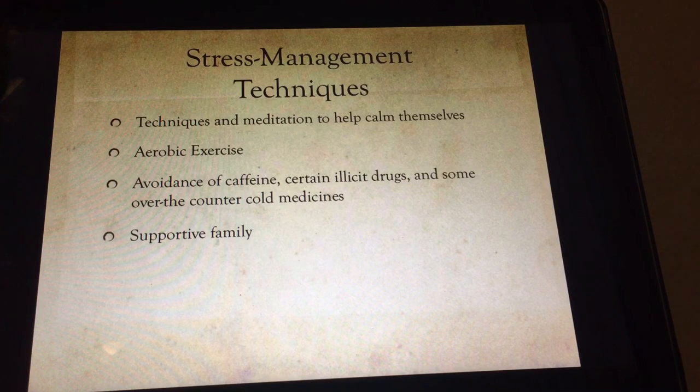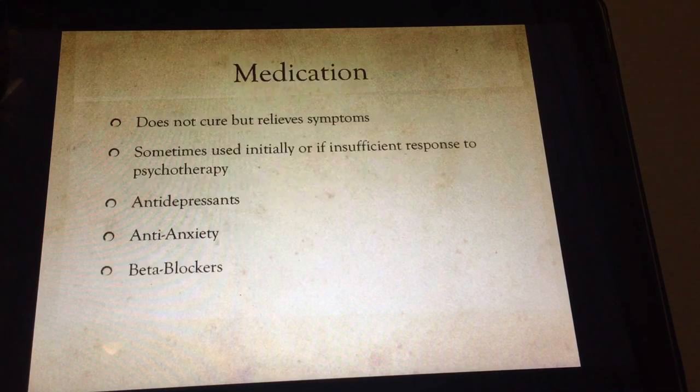Stress management techniques are techniques and meditation to help calm themselves. Aerobic exercise has been shown to help anxiety disorders, but it's not proven yet. There still needs to be more research. Along with avoidance of caffeine, certain illicit drugs, and some over-the-counter cold medicines, which can just make anxiety disorders worse. And also having a very supportive family can help lower your anxiety disorder symptoms.